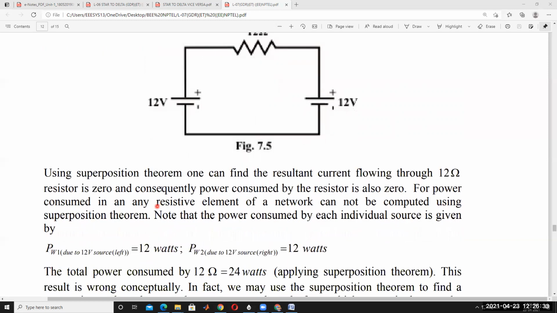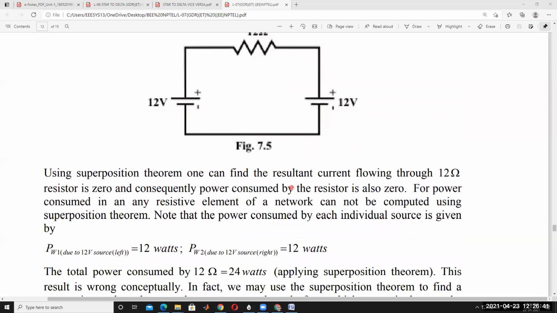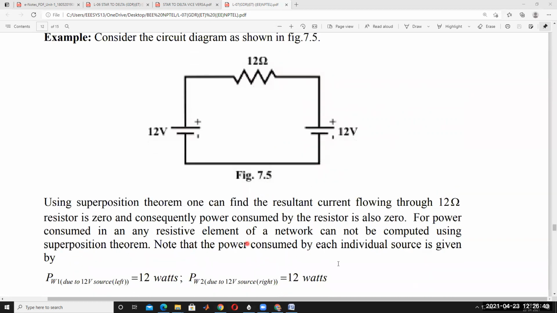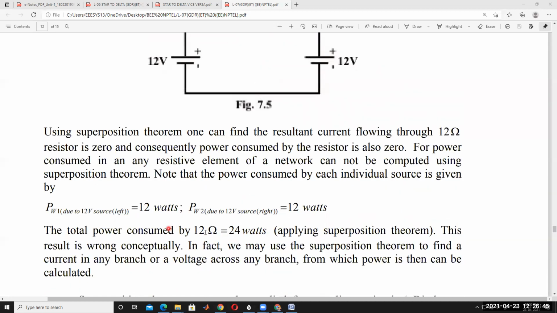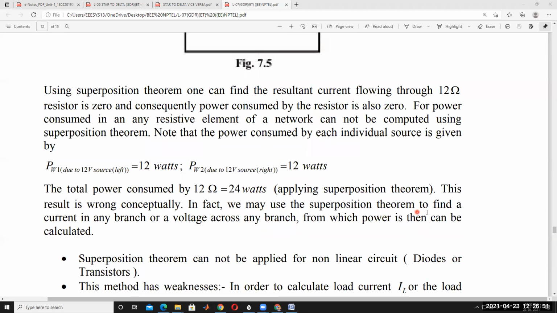Power due to the 12 volt source on the left side, and power due to this source is also 12 watts. Then according to the superposition theorem, power will become 24 watts. But this answer is wrong. This result is wrong conceptually. In fact, we may use the superposition theorem to find the current in any branch or voltage across any branch, from which the power can then be calculated.